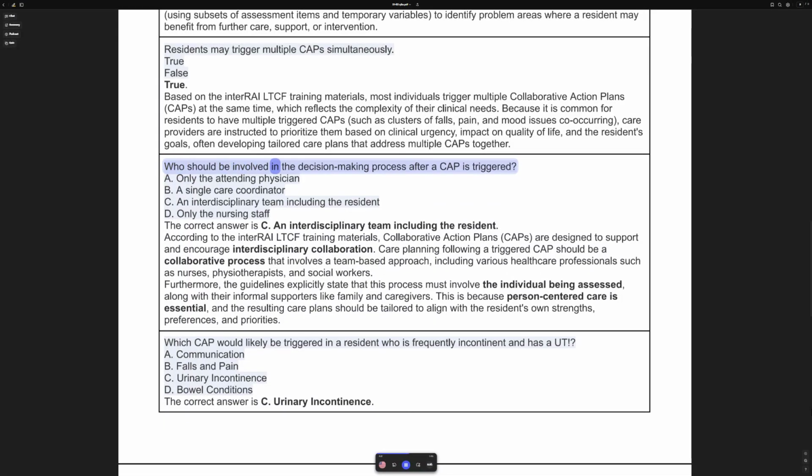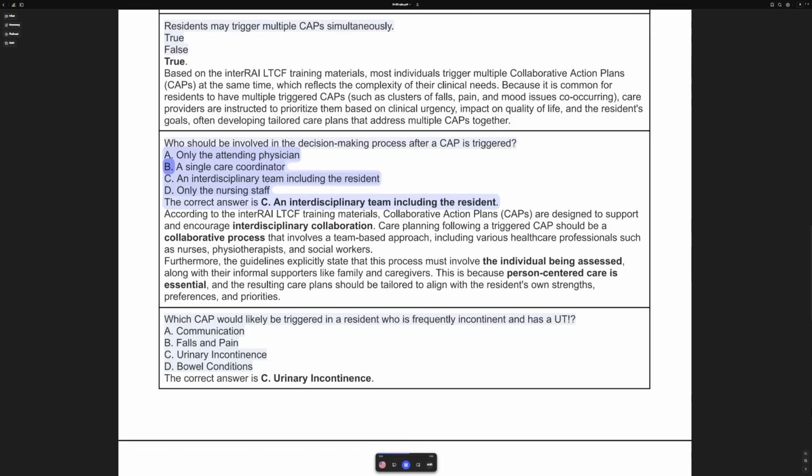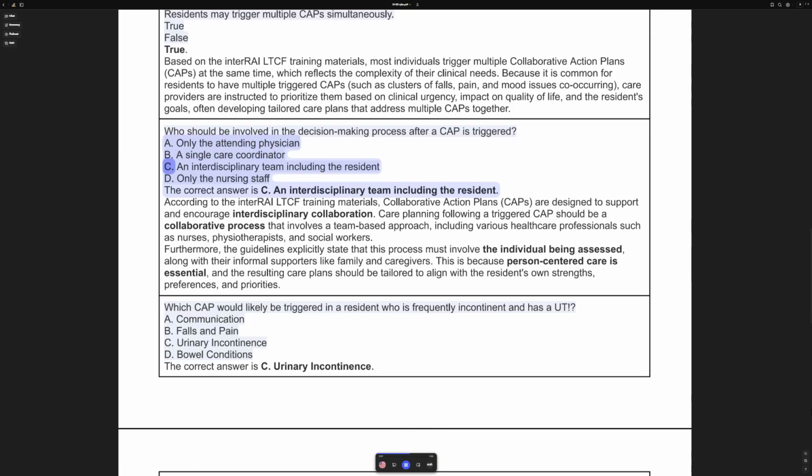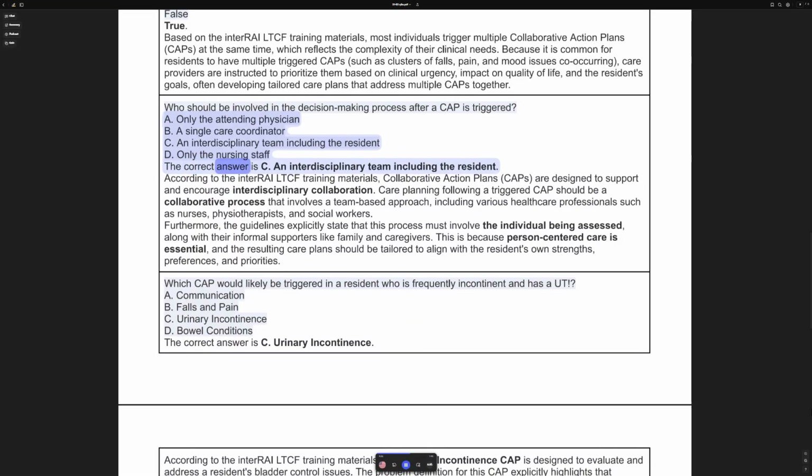Who should be involved in the decision-making process after a CAP is triggered? A. Only the attending physician. B. A single care coordinator. C. An interdisciplinary team including the resident. D. Only the nursing staff. The correct answer is C. An interdisciplinary team including the resident.